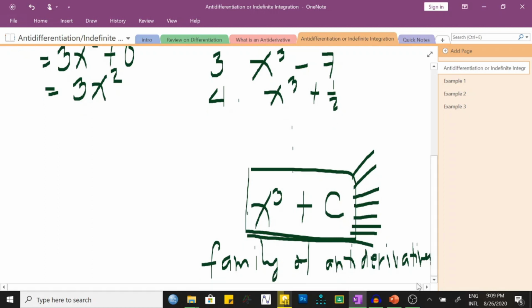Now, this process of looking for not a particular antiderivative, but looking for all possible antiderivative of a given function, we call that the family of antiderivatives. That process is what we call antidifferentiation or indefinite integration. So antidifferentiation is just a term that is synonymous to indefinite integration. And when we say antidifferentiation, we are not only looking for a particular antiderivative, but we are looking for all possible antiderivatives.